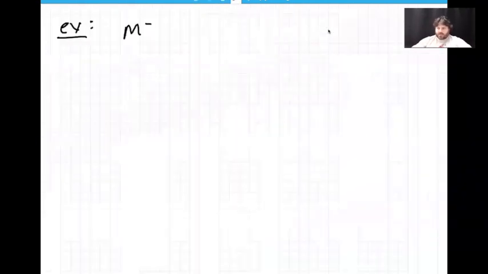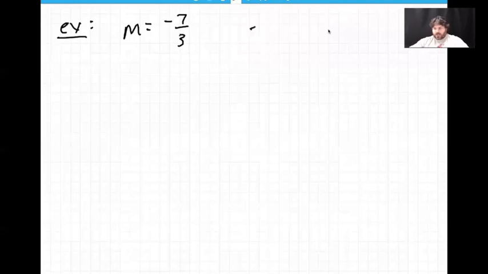What if the slope was negative 7/3? What would the slope of a parallel line be? Right, parallel line should be negative 7/3. It's the same. What about perpendicular? Well, that's 3/7. Okay, negative reciprocal.